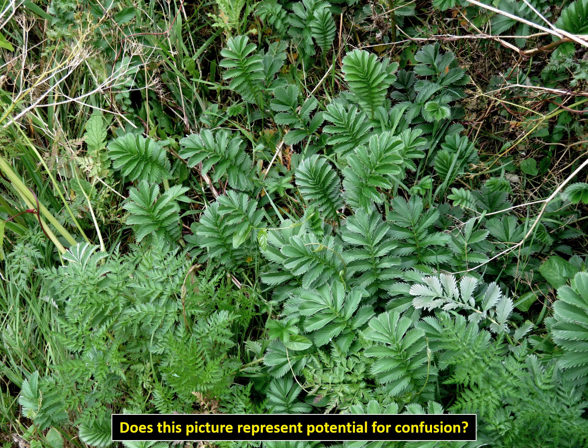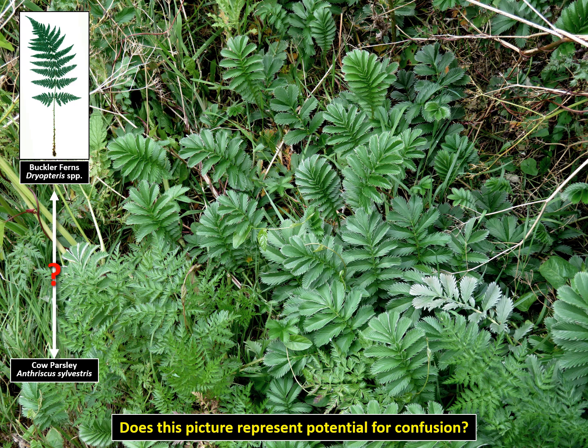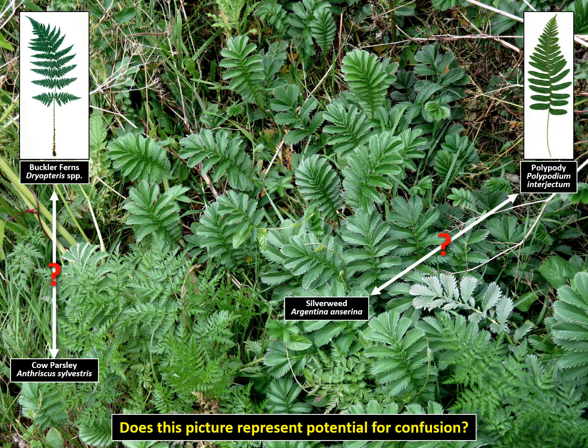In attempting to understand what gives WildGuide users difficulty, I've been out just looking at plants to try to recognize potential problems. Undoubtedly, leaves of umbellifers such as the common cow parsley surely have a buckler fern-like appearance, but what about others? For instance, do the once divided, that is pinnate, leaves of silverweed seem superficially like polypody?